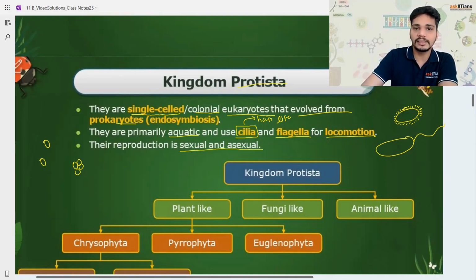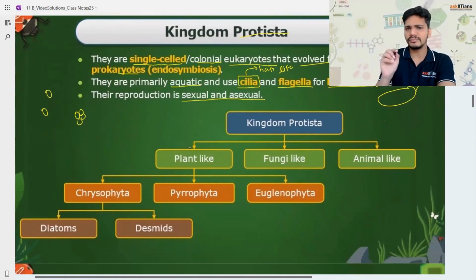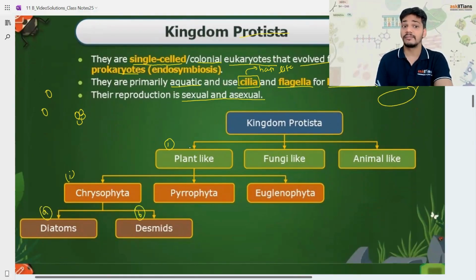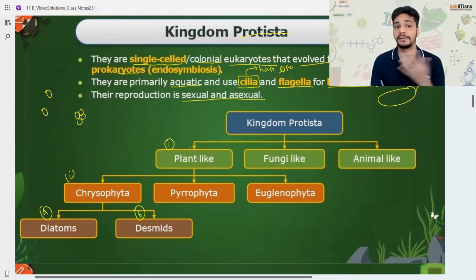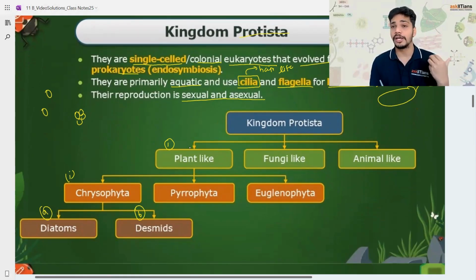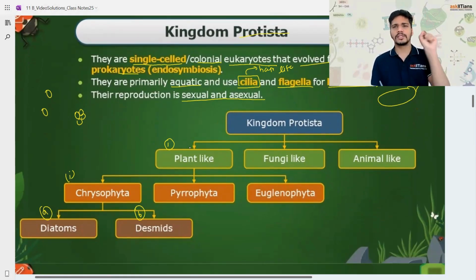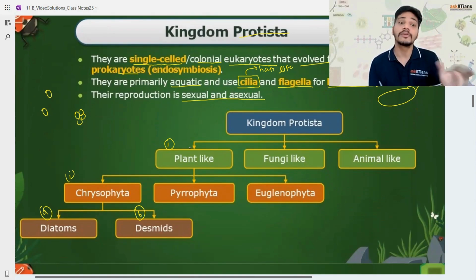So now let's understand the kingdom Protista in this map. Kingdom Protista, if they are plant-like, they are called first Chrysophyta. First is what? Chrysophyta. And they have diatoms and desmids. We'll study diatoms and desmids. Diatoms are called what we can say. They are made of silicon. The cell wall is made of silicon. Diatomaceous earth, we're going to talk about that.